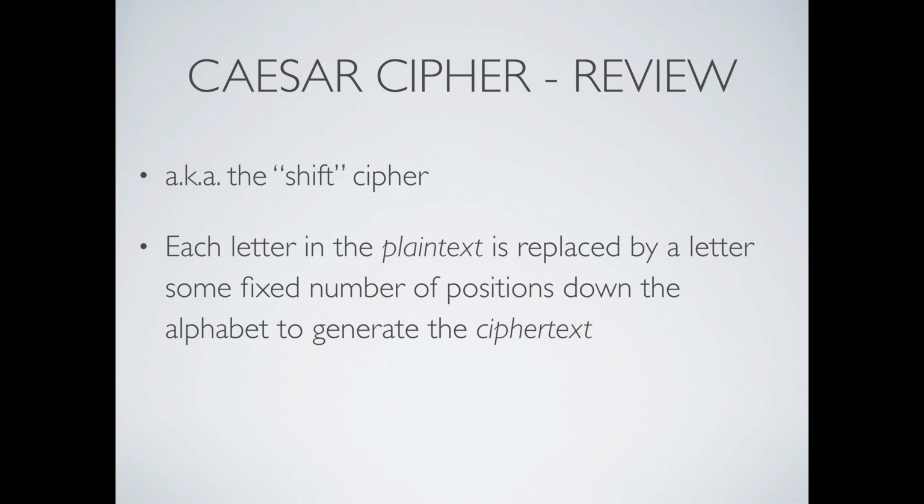And again, you start with the plain text, you generate the ciphertext, that is encryption. Then decryption would be going the other direction, where you start with the ciphertext, the jumbled up version, and you get the plain text back. So that's the Caesar cipher.